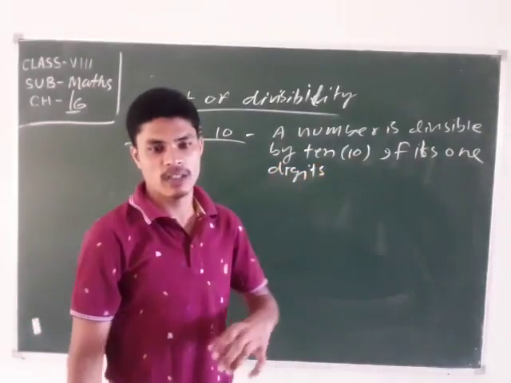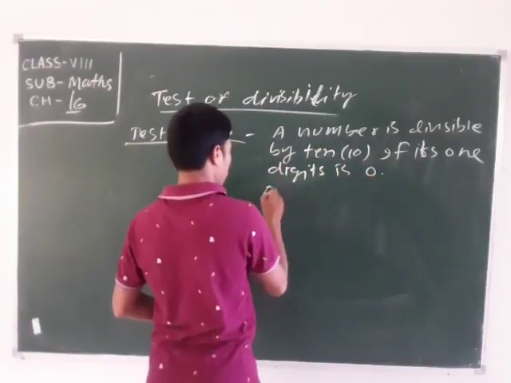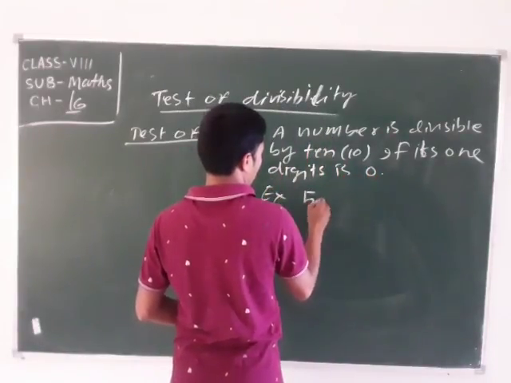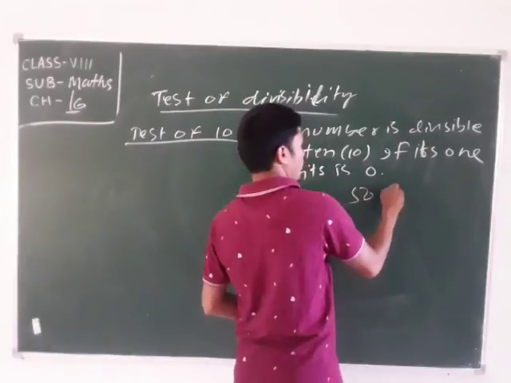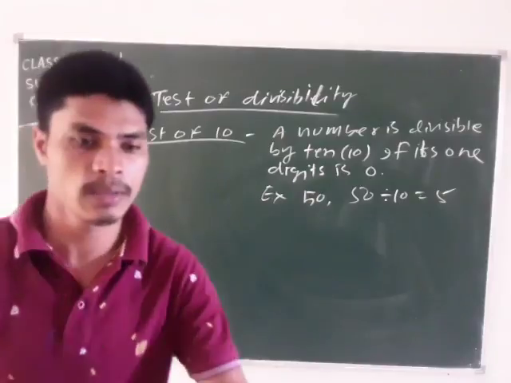One digit means the unit digit is 0. For example, if the total is 50, then 50 divided by 10 equals 5. Now the test of divisibility by 5.